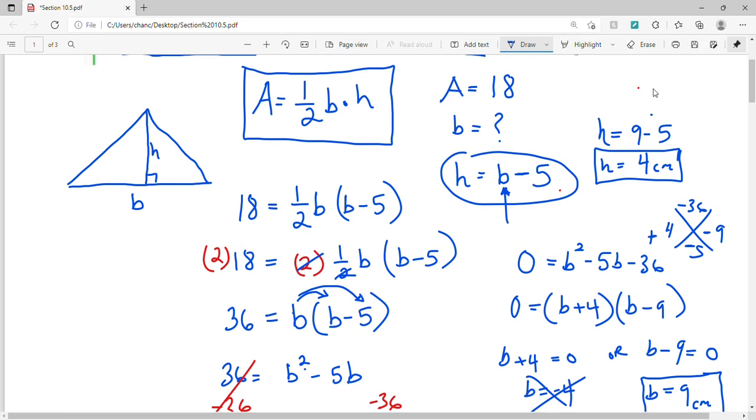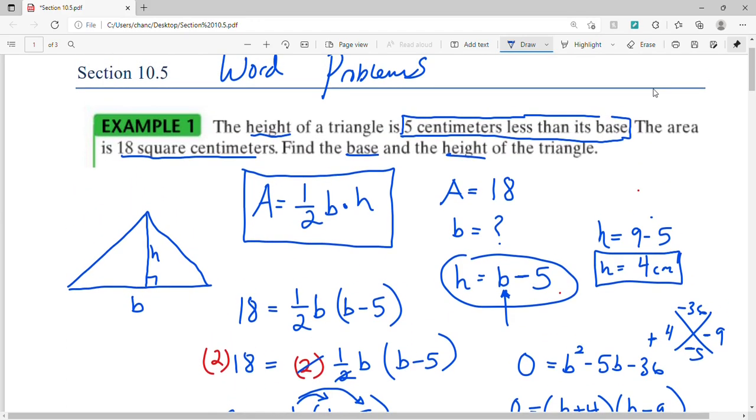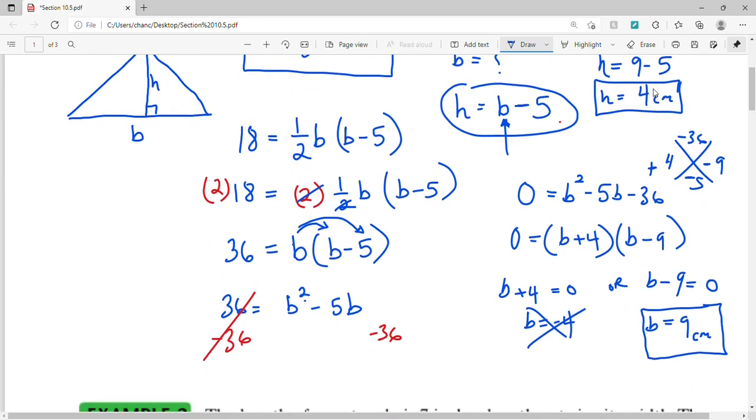That gives us, if you check that work with a calculator, 18. And that means the area is 18 centimeters squared, which is the correct area. So we know 4 centimeters and 9 centimeters are the numbers we're looking for.